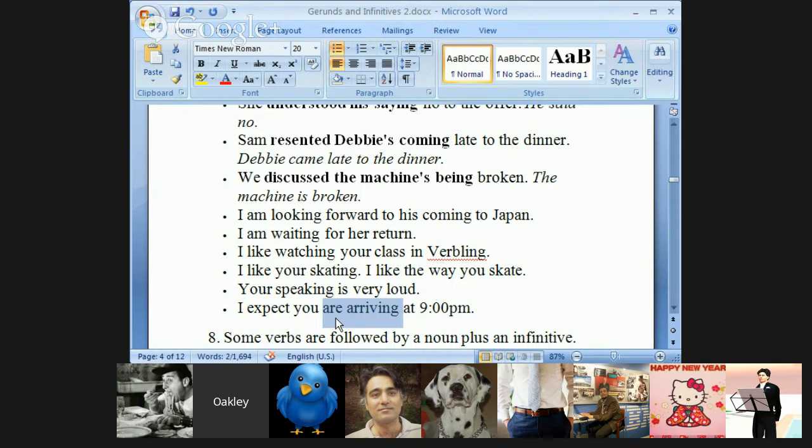This is a real verb, an actual verb, not a gerund noun. Are arriving, again, is a continuous tense. But, of course, it's a totally different meaning. I expect you're arriving. Why can I say this? Because really, there's an ellipsis here. There's a dropped word. I expect that you are arriving. This is really two clauses.